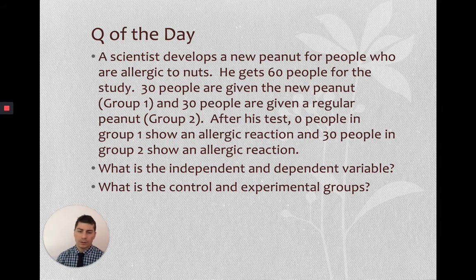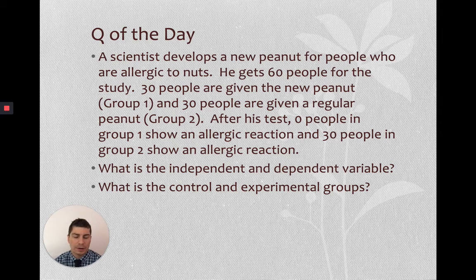So what is the independent variable? So what did the scientist have control over? Well, he had control over what type of peanut they were given. Okay, so that's our independent variable. Our dependent variable is going to be, well, do they have an allergic reaction or not? The outcome of it, the effect. So independent variable, guys, what peanut they're given. Dependent variable, did they have an allergic reaction or not?